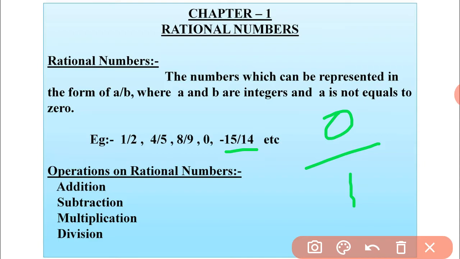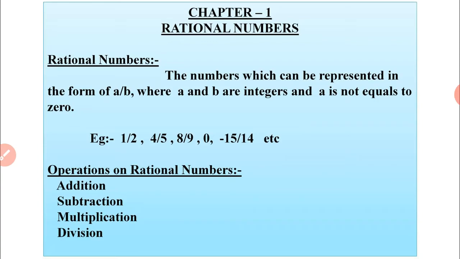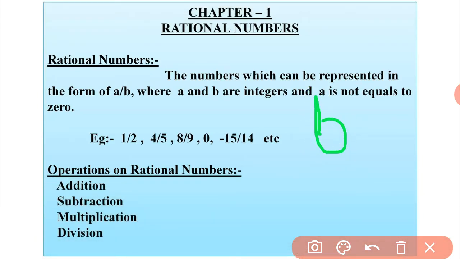See one thing here. When we write a upon b, b is not equal to 0. Here a can be 0 but b is not equal to 0. So b will not be equal to 0. This is the rational number.